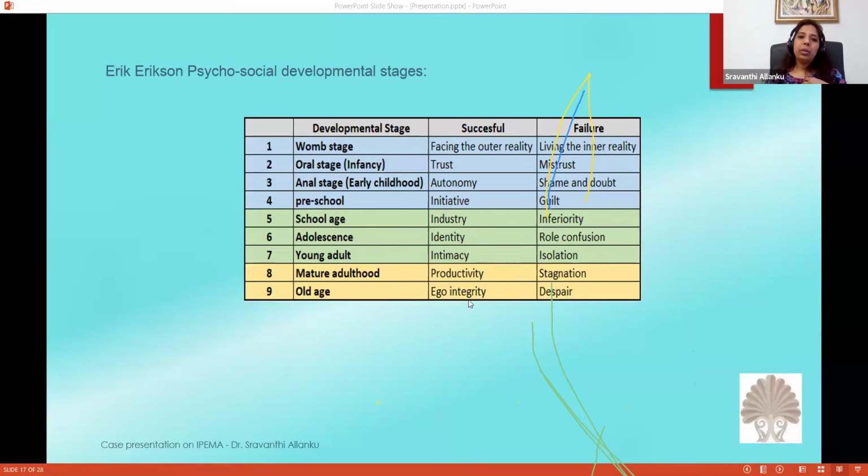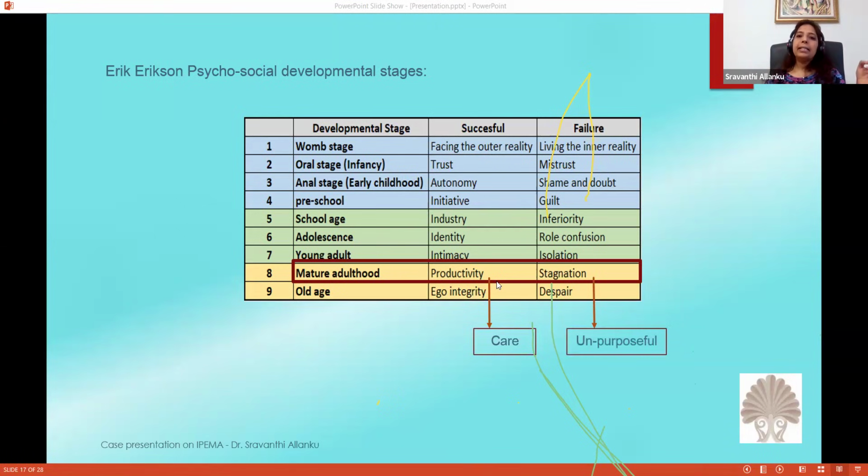So let us focus on mature adulthood and old age. What happens in mature adulthood? If you are successful, you are into productivity. If you have failed in mature adulthood, you are into stagnation. Productivity is seen as care, and stagnation is seen as feeling unpurposeful. Next is old age. In old age, the successful phase is seen as wisdom, and failure is seen in despair.